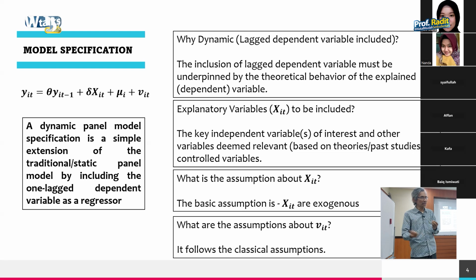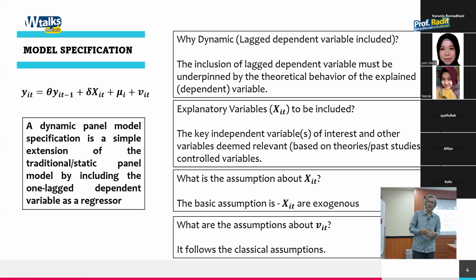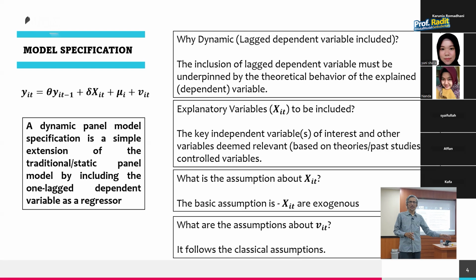But underlying it, you have to understand the existing theoretical foundations, right? So you have to be able to understand why dynamic, right? If you don't have reason to believe that there exists dynamic, you just go back to static panel or traditional panel, right? If there's no strong reasons to believe that.